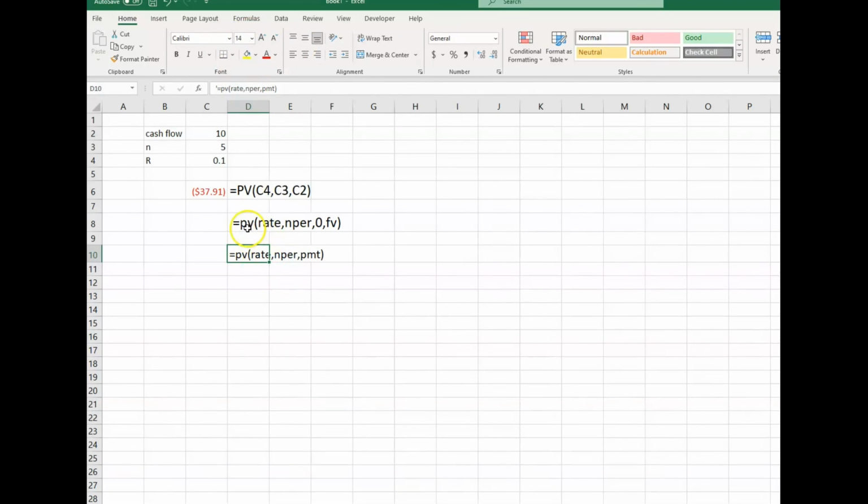So this is equals present value, rate, number of periods, 0, future value. This is the formula where present value equals future value over 1 plus R, for a given single future cash flow. For this one, we can also apply present value, rate, number of periods, payment. So this is equivalent to C over R times 1 minus 1 over 1 plus R, where the power is n.